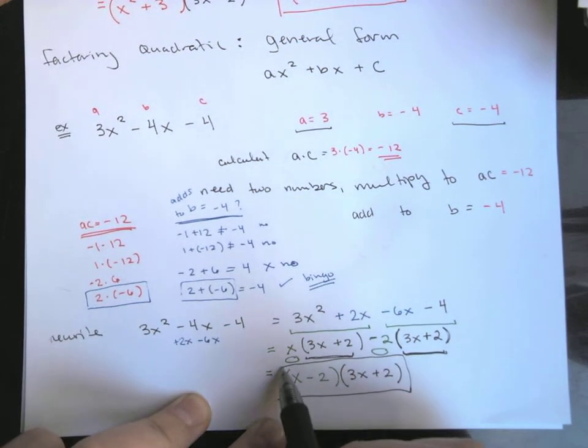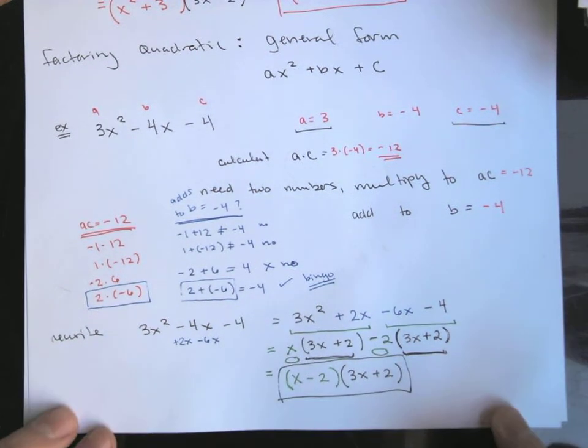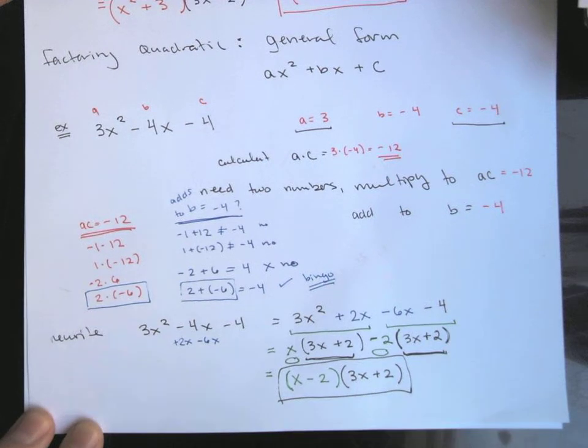So our factored version becomes x minus 2 times 3x plus 2. You can double check this. You can FOIL it out or use our box multiplication to multiply this out and make sure you would end up back at 3x squared minus 4x minus 4. I'll let you check that on your own as an exercise, I guess, if you're looking for some math exercise. But that's the basics of it.